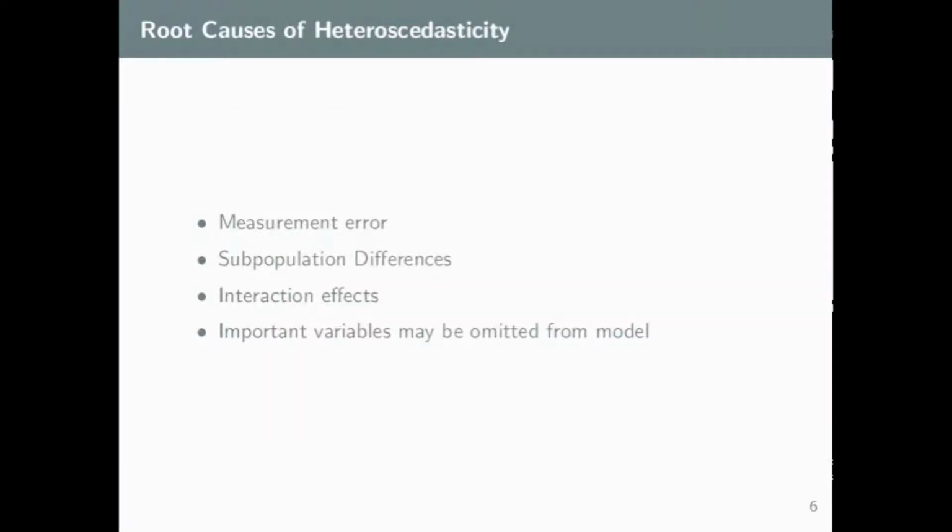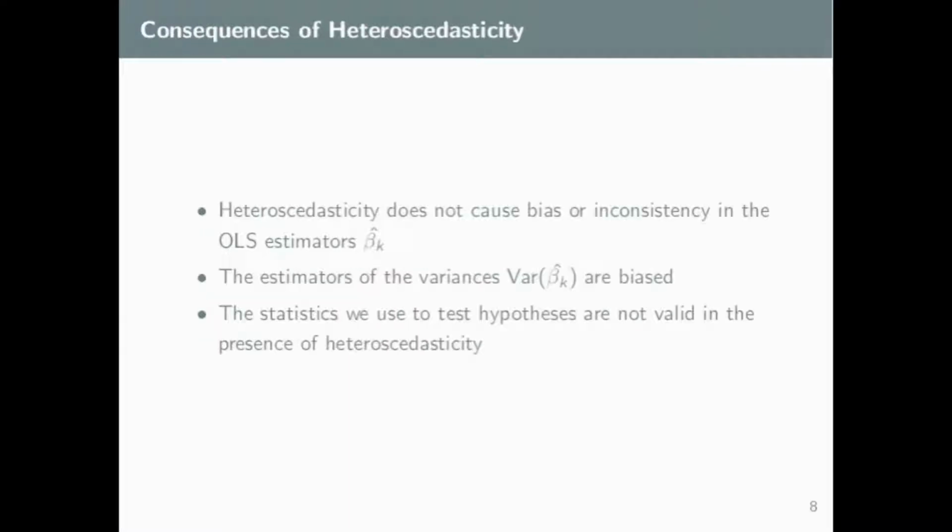Heteroscedasticity can arise as a result of a number of problems, including measurement error, subpopulation differences, interaction effects, or omission of important variables from the model. If these are problems, deal with them first. Don't just jump into other techniques such as weighted least squares because they do not get to the heart of the problem. If there is a violation of the constant variance assumption, this does not result in parameter bias.